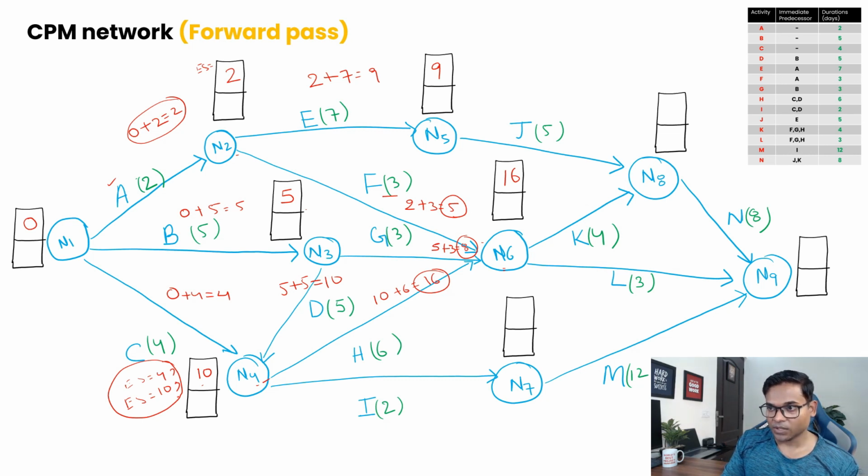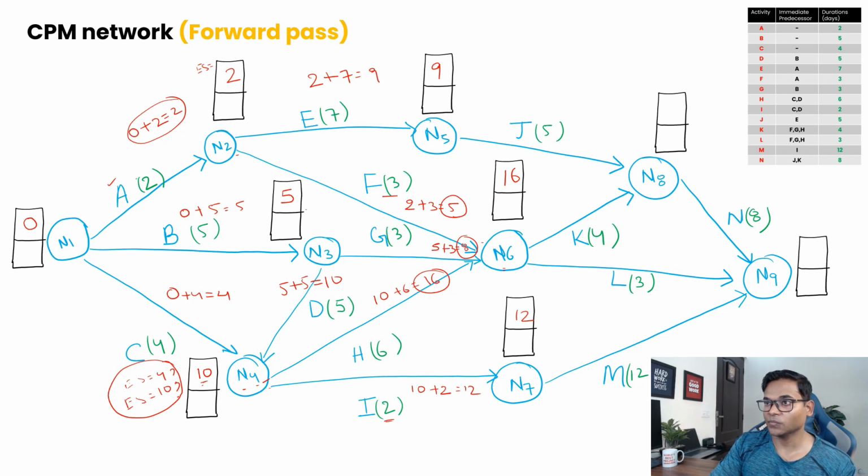Now let's find the early start for node 7. At this node we calculated 10 as our early start. If you move forward along this path, the duration is 2, so it should be 10 plus 2 equals 12. Remember there is only one incoming arrow, so 12 will be your early start. Okay, so we calculated this one.